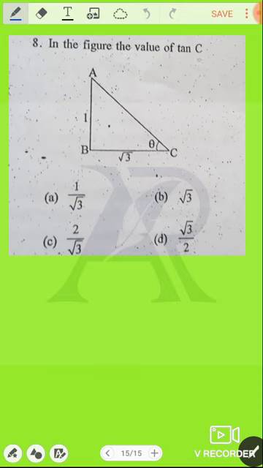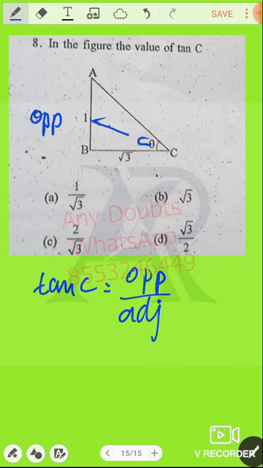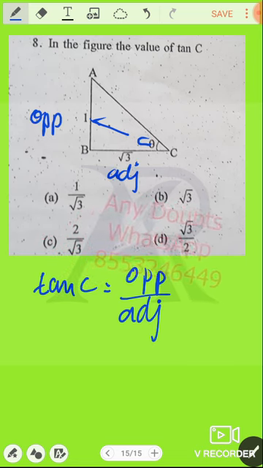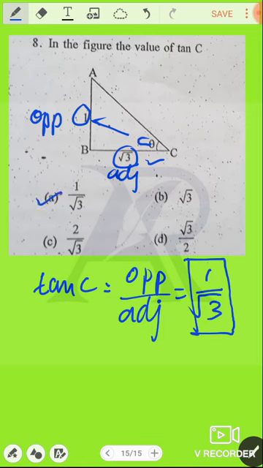In the figure, the value of tan C is. We need to find the value of tan C. Tan C is opposite by adjacent. This is angle C. Side opposite to angle C is opposite and the side adjacent to this is adjacent. Therefore, the value of opposite is 1 and adjacent is root 3. Therefore, I can directly substitute: opposite value is 1 divided by adjacent value is root 3. Therefore, the answer is 1 by root 3. Let us see the options. See the option A, 1 by root 3. It is the correct answer.